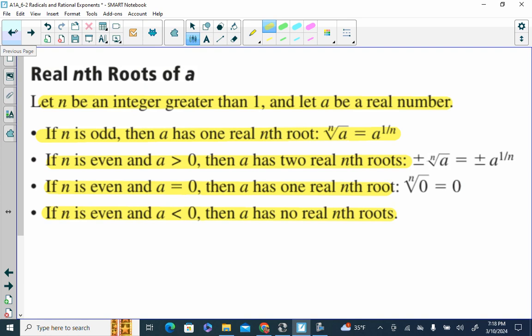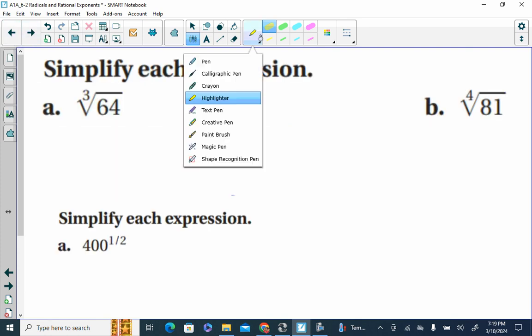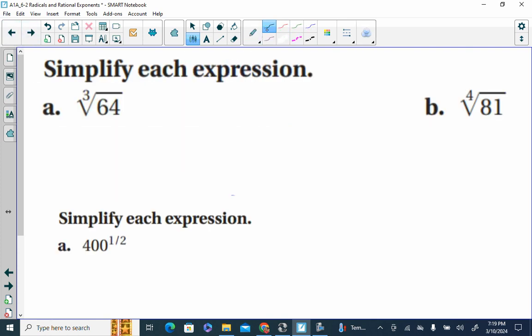if we're taking the root of a number and that number is greater than 0, it has two real square roots. If a number is equal to 0, then the square root of 0, or any root of 0, is going to be 0. And if we're taking the square root of a negative number, that cannot be done, so it is not a real number. So let's take a look at some examples here.